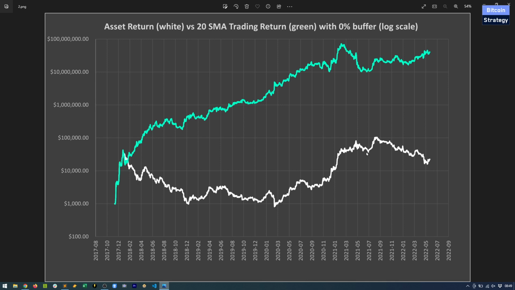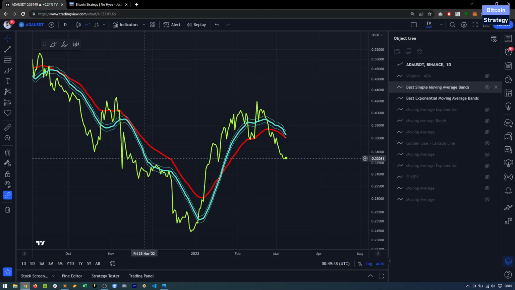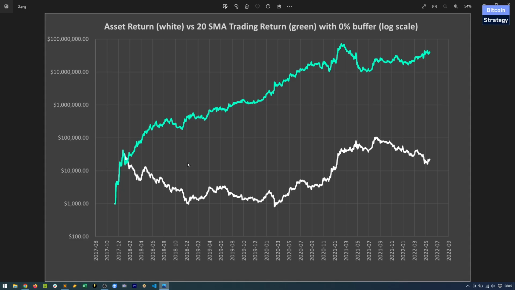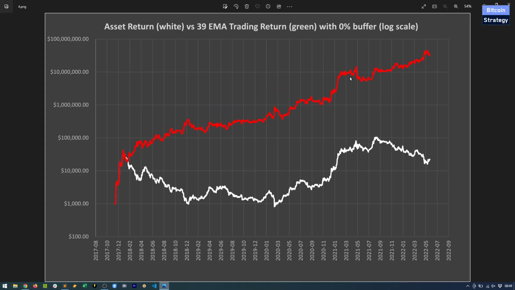Look at, for example, this time here, the first half of 2021, our portfolio line actually went down, whereas Cardano went pretty much sideways. Still, it is a backtested strategy that works quite nicely. In red, we've got the best exponential moving average. So that's the line for the best EMA.